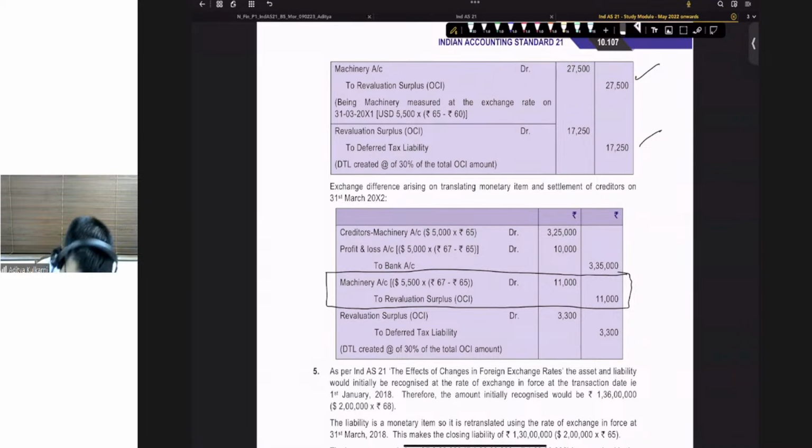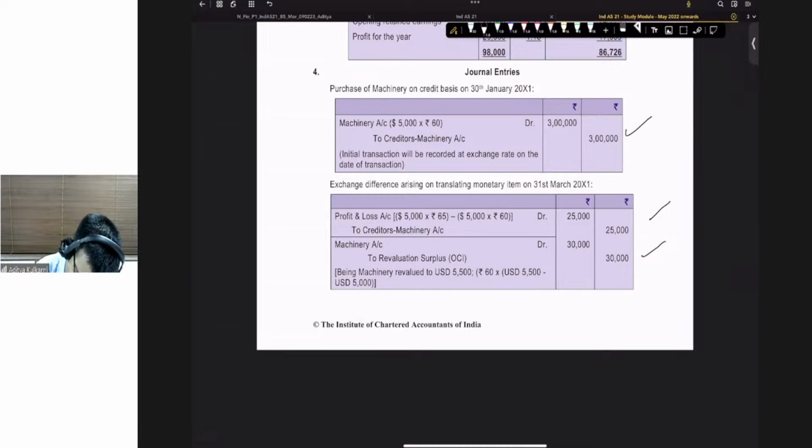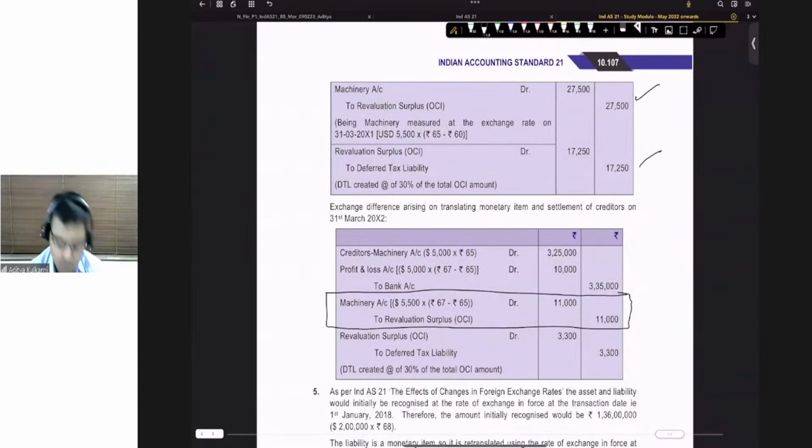Now this entry is correct. I'm not doubting it. But what happens tomorrow when you do a self-study? Tomorrow when you start to revise and you look at this entry, you will have confusion. The confusion will be that, sir, creditors also you have taken a similar step. You have seen here, 65 minus 60 into 5,000. Creditors, the same case was done. Here also you are taking 67 minus 65 into 5,500 and crediting it to revaluation surplus.